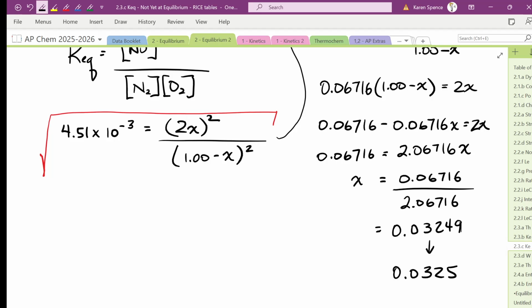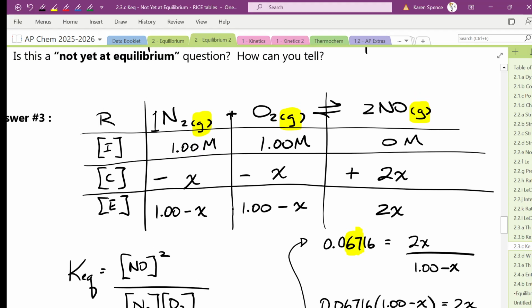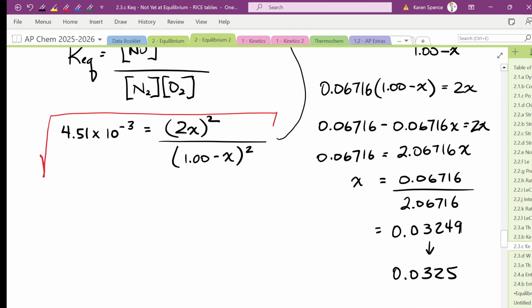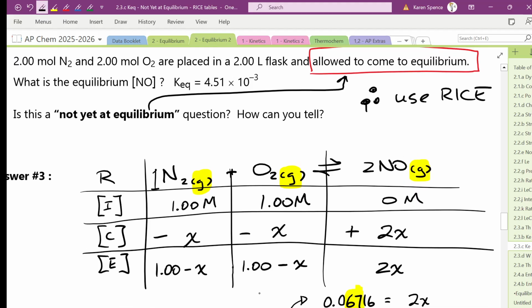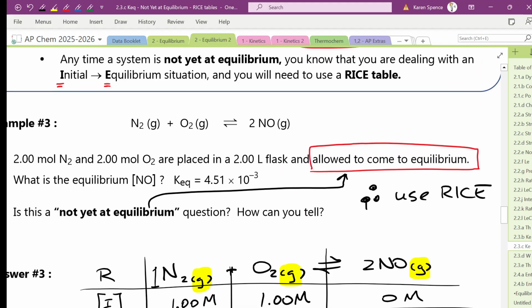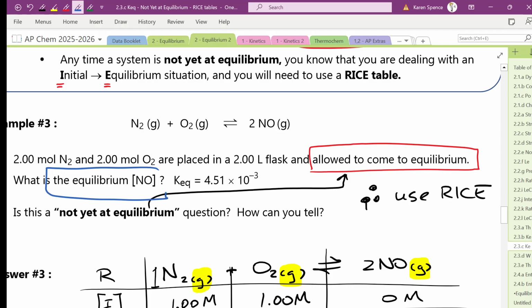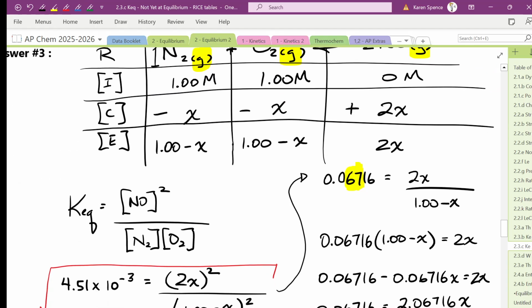Three sig figs, I think. Let's double check. 3 sig figs, 3 sig figs, 3 sig figs, yes. And at this point, I always like to go back and say, did I actually answer the question? Because I've done a lot of work, and sometimes the question asked me for something else, like a concentration, and then I'd be like, oh, have I answered the concentration? So I go, all right, what was I asked for? I was asked for the equilibrium concentration of NO. Uh-oh. So I'd better find that.